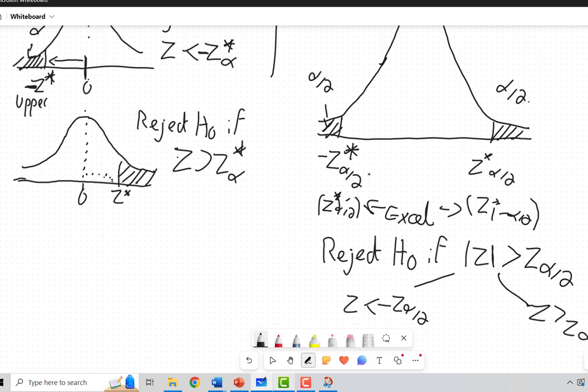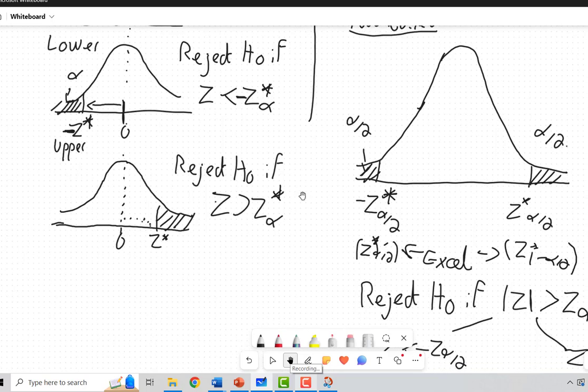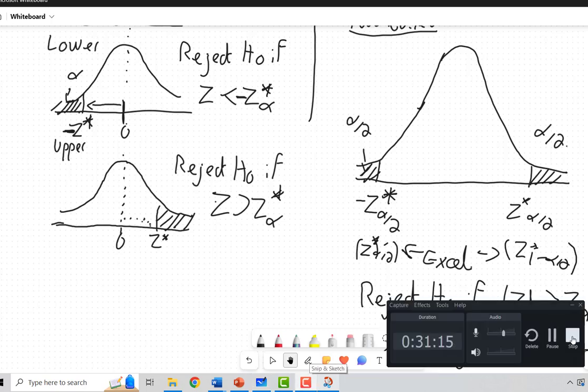Okay, so just a summary. One-tailed test, we're looking in one direction, either lower or upper. Two-tailed test, we're looking in both directions at once. The best way to learn how to do this is just to do examples, so we'll start off next class with examples. I'll also show you a different conceptualization. I'll talk a little bit about p-values and how they relate to hypothesis tests.